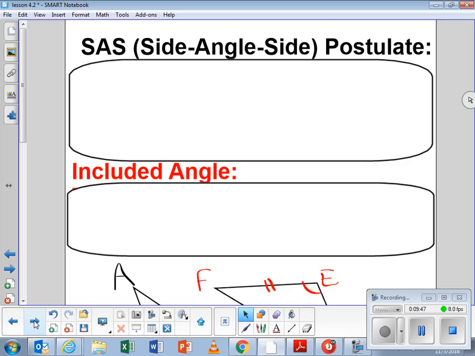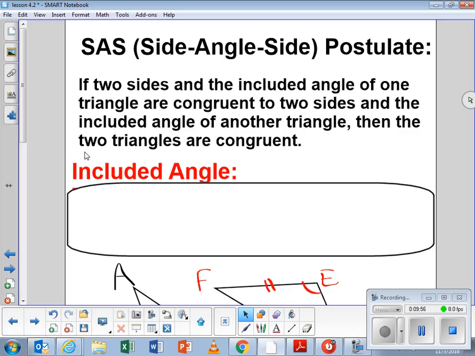What do you think SSS stands for? Side angle side. I already said that, didn't I? And look what's written right there. Side angle side says if two sides and the included angle of one triangle are congruent to two sides and the included angle of another triangle, then the two triangles are congruent.